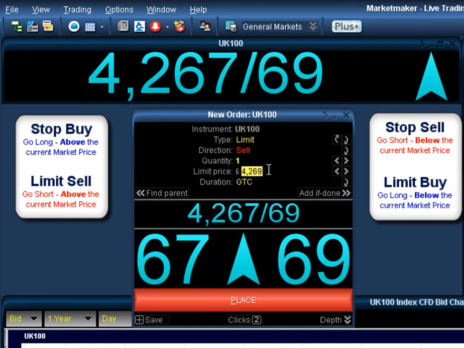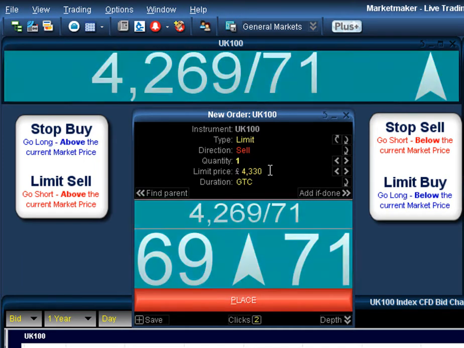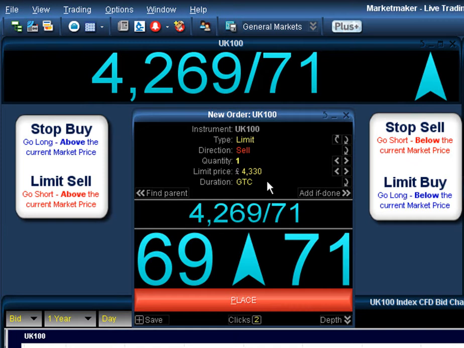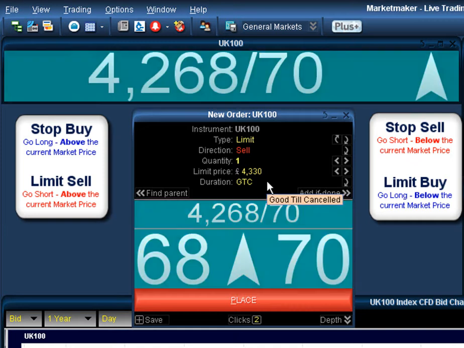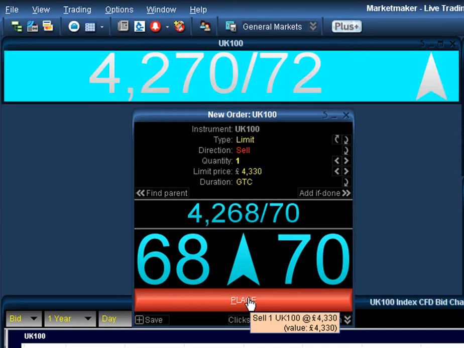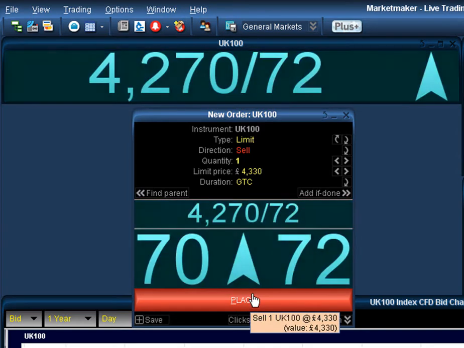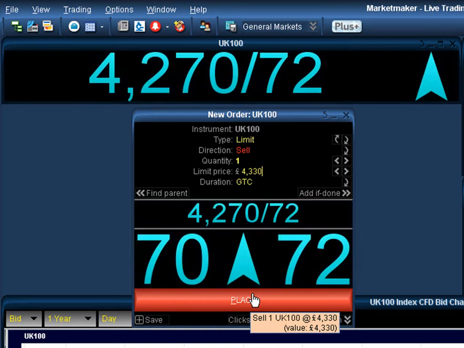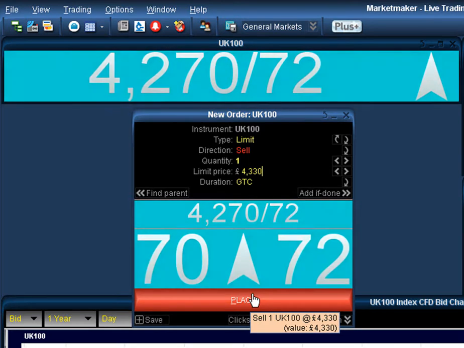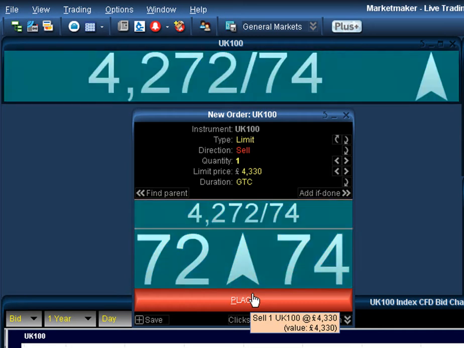Then we need to set ourselves a limit price. So if we type in 4,330, let's say, which is just below that resistance level, the duration is good till cancelled. So we can go ahead and place that order, but the problem with putting that order in by itself is that there's no protection if the market does actually enter at 4,330. We don't have a stop loss in place to limit any losses if the price moves against us.